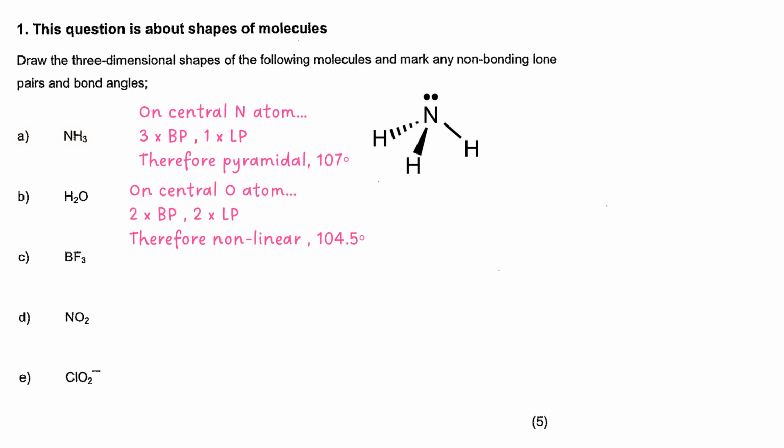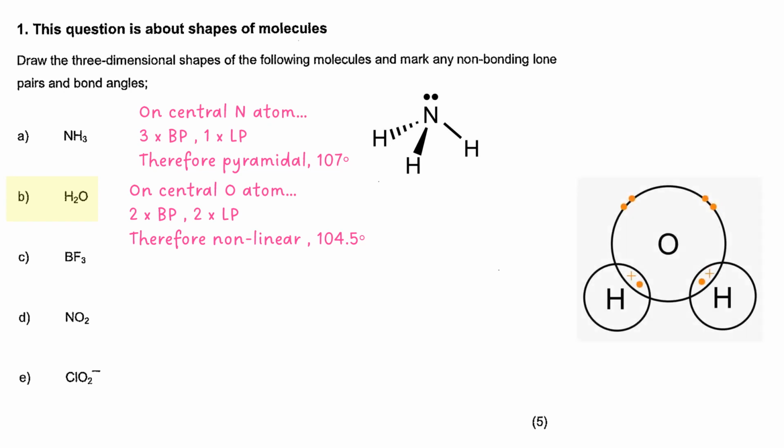So doing the same thing for water, you end up with something like this. Now because water is non-linear and there's only 3 atoms in it, it doesn't have a three-dimensional aspect in the same way that NH3 does. So you can just draw it without any wedges or dotted lines.